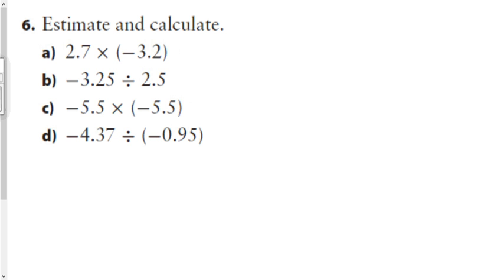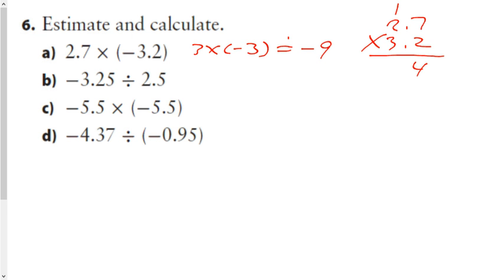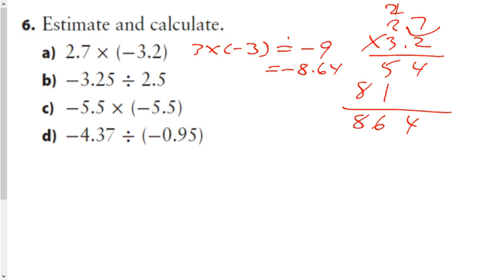Question 6, exact same thing, except this time we're doing multiplication and division. So our estimation here will be 3 times negative 3, which means our estimation will be approximately negative 9. For my calculation, I can just line up my 2.7 and multiply it by my 3.2. 2 times 7 is 14, carry your 1. 2 times 2 is 4, plus 1 is 5. 3 times 7 is 21, carry your 2. And that's 8. Add them together. Based on your estimation of negative 9, I know that the only answer I can give for the calculation is negative 8.64. Or, old school, 1 decimal place, 2 decimal places, so 2 decimal places, 8.64.